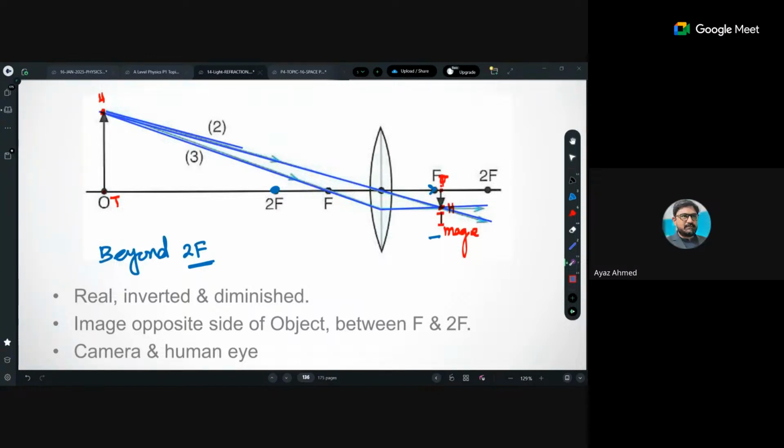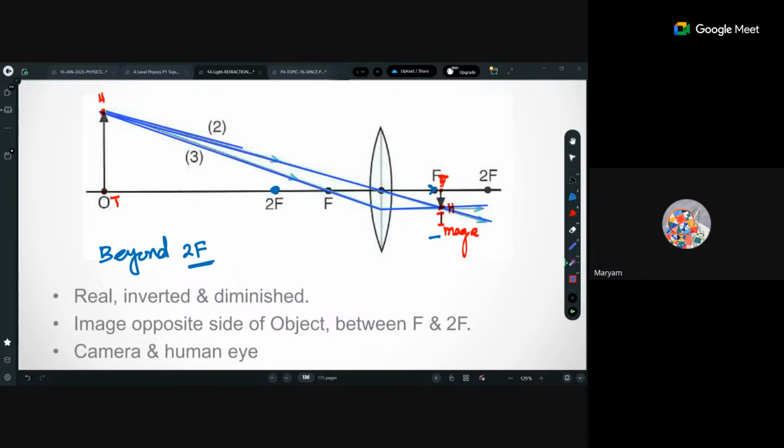Secondly, the object is above the principal axis and the image is below the principal axis, so that means it is inverted, upside down. Got it?